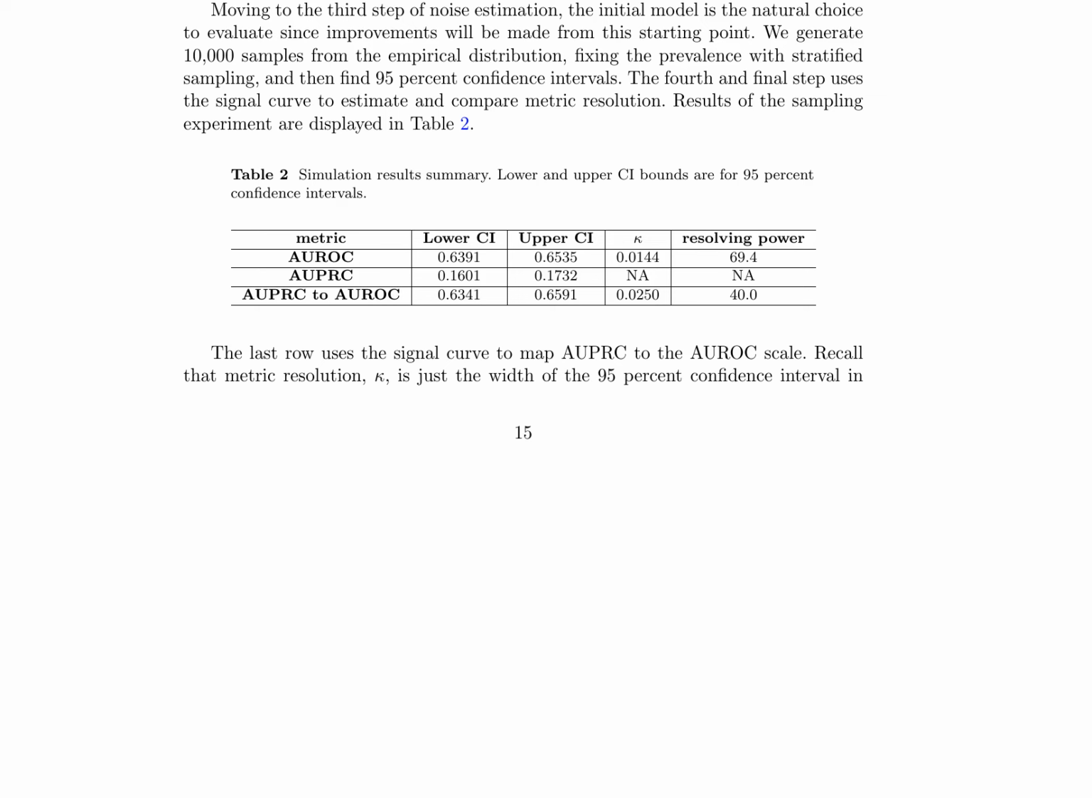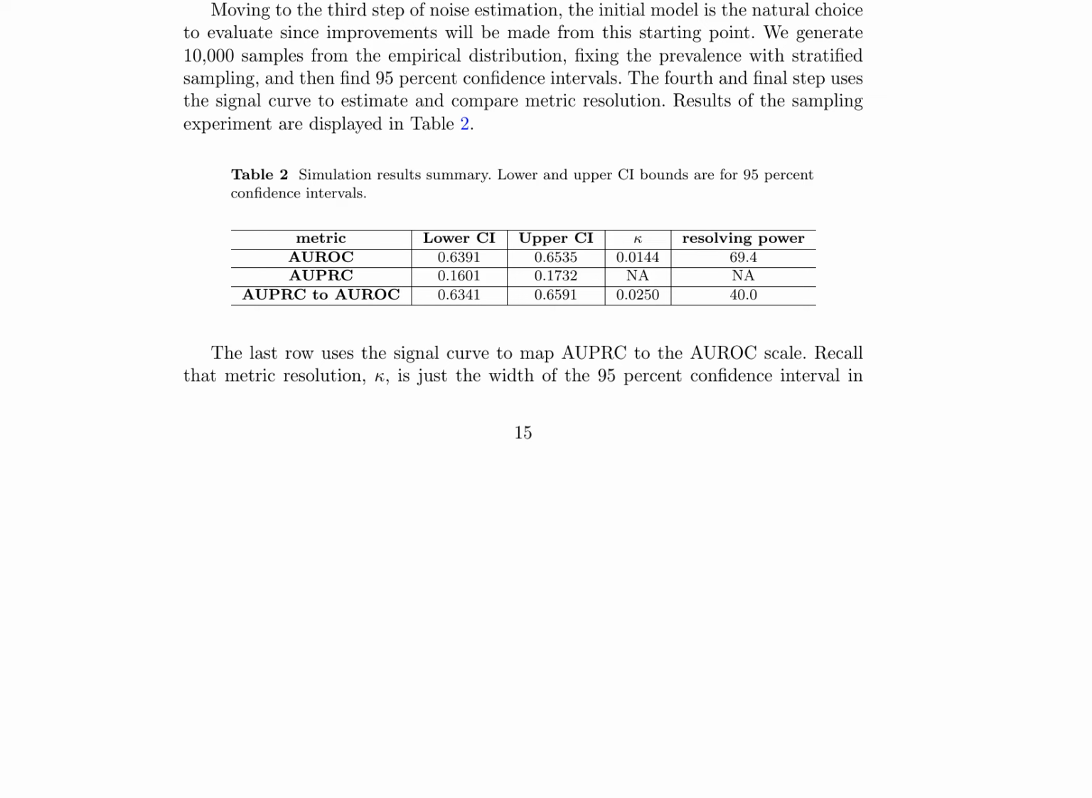Results of the sampling experiment are presented in Table 2, which includes lower and upper C bounds for 95% confidence intervals, as well as metric resolution and resolving power. Notably, the last row of Table 2 maps AUPRC to the AUROC scale using the signal curve, providing insights into the relationship between these two metrics. The proposed method effectively estimates the resolving power of different metrics, offering valuable information for model selection and improvement.